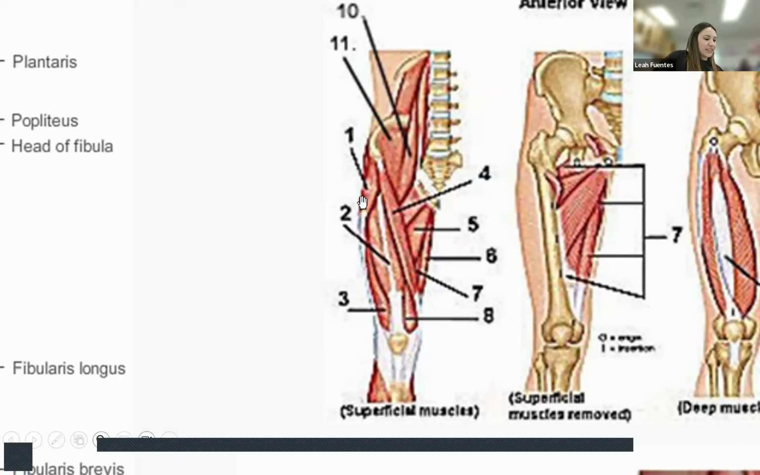Let's move down. So we have our tensor fasciae latae here. Let's move to number 2. What is this muscle here? Try to think of where it is in relation to our bones. Yeah, this is going to be your rectus femoris. And right here would be your patella. So we know that the femur is sitting right in here, especially because our pelvis is right here. The head of the femur is somewhere around here.